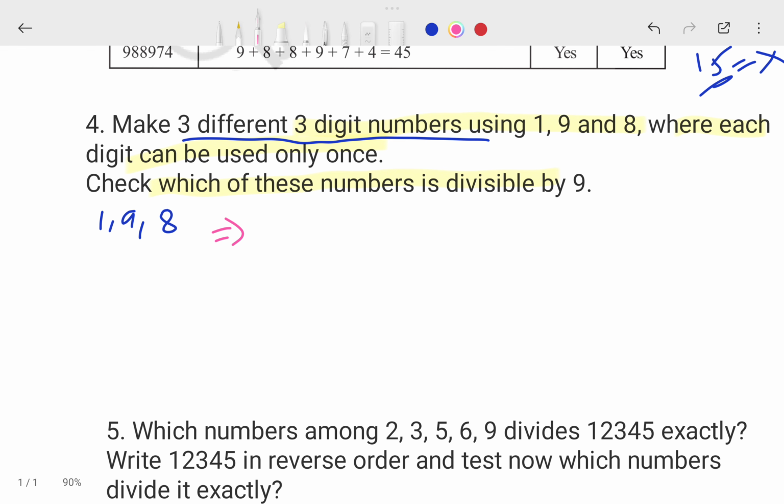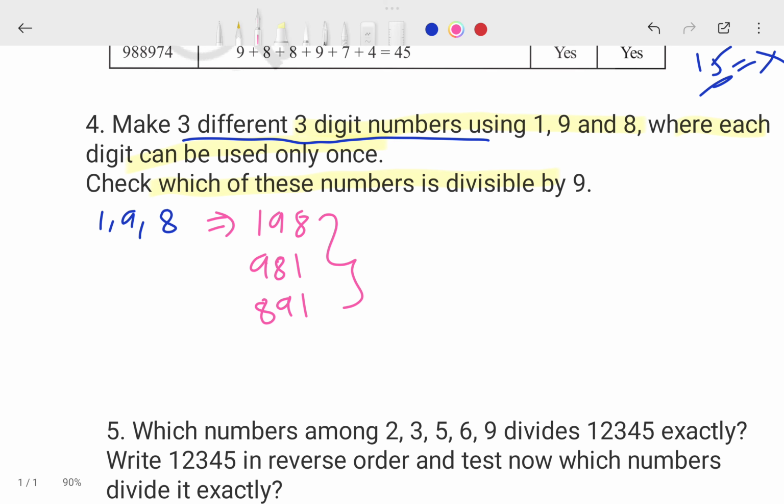So how can you make 3 different numbers here? Like this. You can make 198, another one you can make 918, or 891 also you can make. You can make other numbers also, like 981. Make 3 different 3-digit numbers using these digits. First you make 198, then 981, or another one 891. Any number you can make.